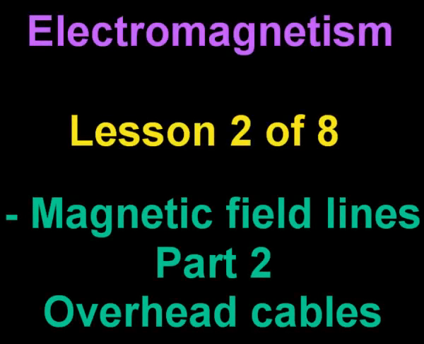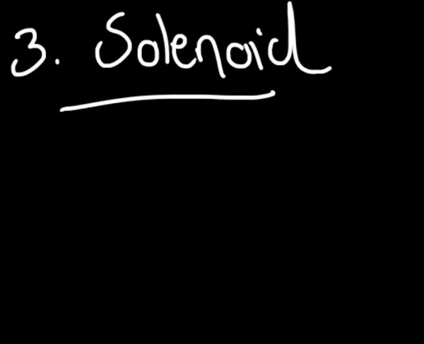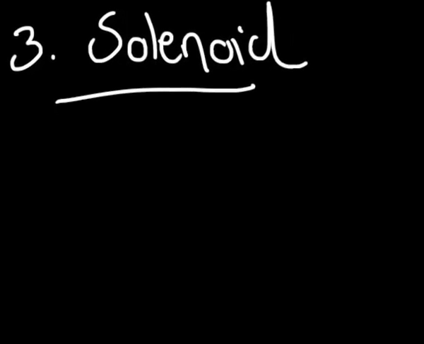Thanks for joining us on our second lesson of electromagnetism. We'll be looking at part 2 of our magnetic field lines as well as overhead cables. Now we'll start off by looking at the magnetic field lines produced in a solenoid when current runs through it.